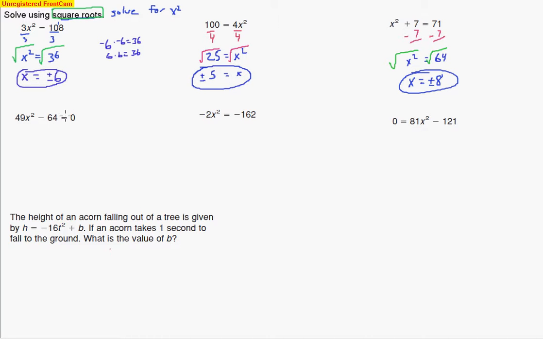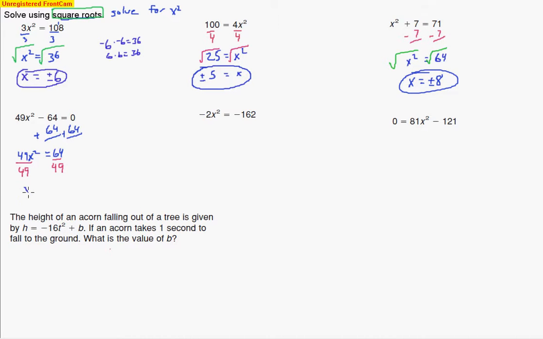Taking a look at the next one, we've got two steps involved in this problem because first of all, we need to get that x squared term by itself by adding that 64 to both sides. When we do that, we're still not done because we have 49x squared equals 64. From that point, we'll divide by 49, and don't actually do the division. Just leave it as an improper fraction for now, and you'll see why in the next step.